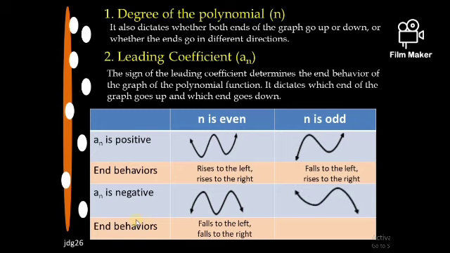Next is, n is odd and a sub n is negative. So, ito naman ang itsura ng graph. So, the end behaviors are rises to the left and falls to the right. So, importante na alam natin ang degree ng polynomial at ang leading coefficient para magkaroon tayo ng idea kung ano ang magiging itsura ng graph ng polynomial.